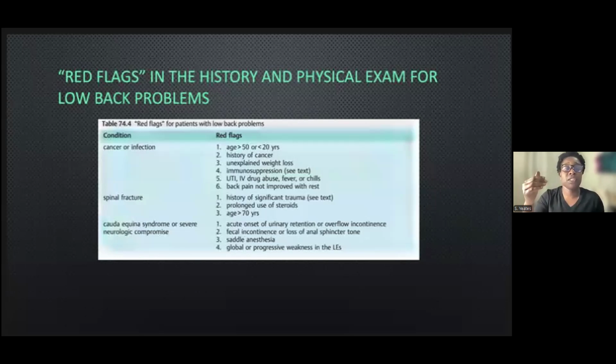Now, if the patient's symptoms are acute onset, and as I mentioned before, acute urinary retention or overflow incontinence, fecal incontinence or loss of anal sphincter tone, saddle anesthesia, or global or progressive weakness in the lower extremities, then we're thinking of cauda equina syndrome or severe neurologic compromise.